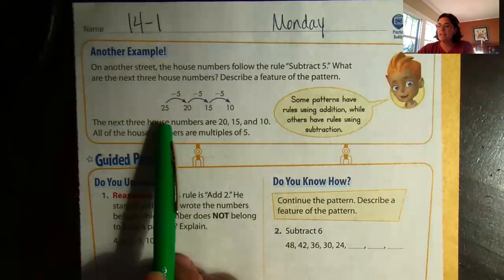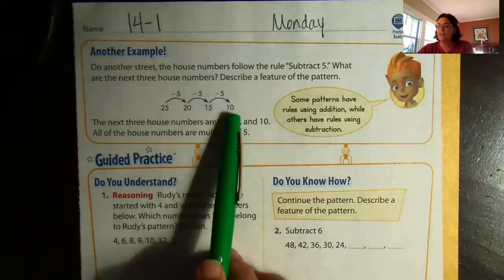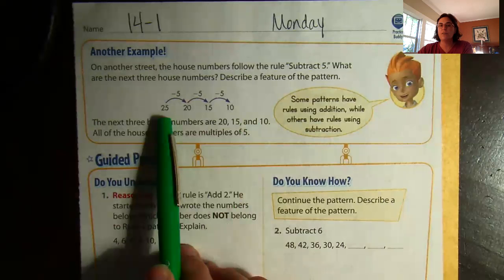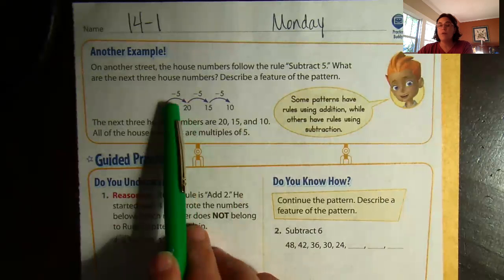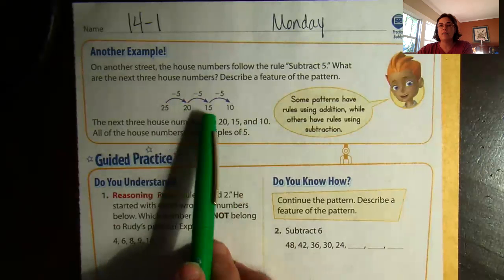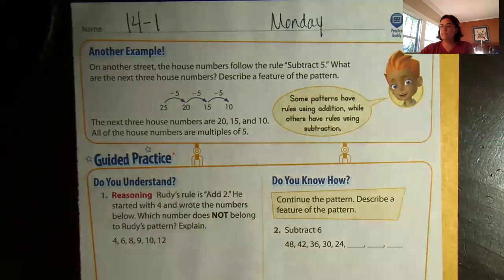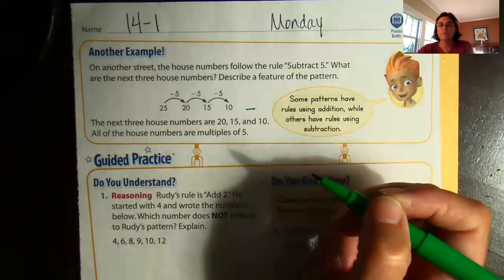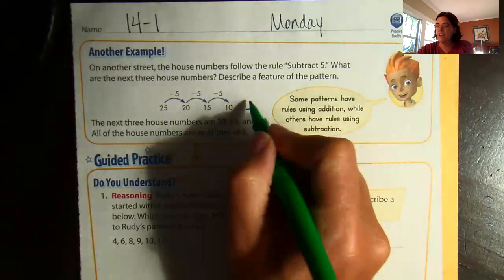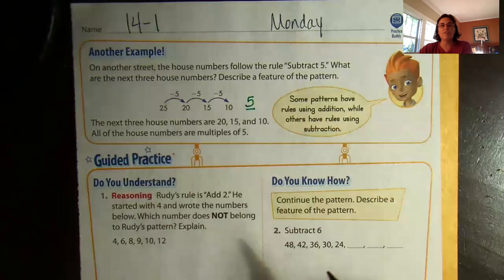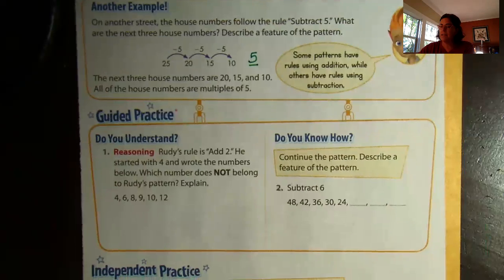So we see this pattern goes 25, 20, 15, and 10. Now I know I can't multiply or divide 25 by anything to get 20, so I know I'm going to subtract. And that's exactly what this pattern is. We're subtracting by 5 each time. So what would the next number in my pattern be? If you said 5, you are correct, because if we subtract 5 from 10, we would get 5. Perfect.